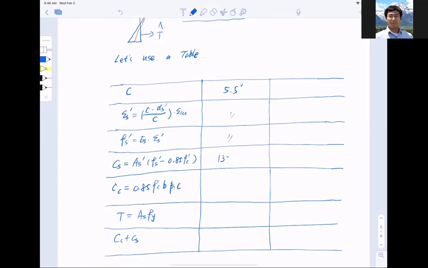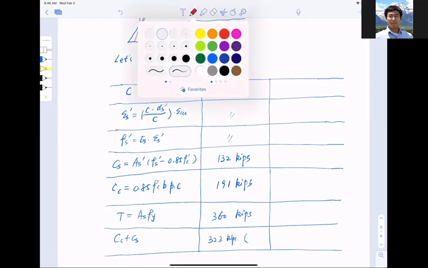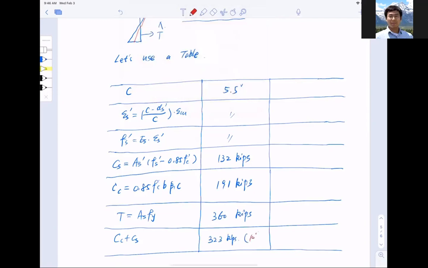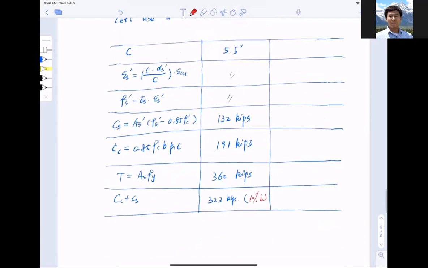And the compression force at 5.5 of actual compressive zone is 132 kips for the steel and 191 kips for the concrete. And the tension side ends up to be 360, and this ends up to be 323 kips. Now this is still not good enough. As a matter of fact, this is 10% lower. So I'm going to keep increasing my compressive zone size C to 6 inch.